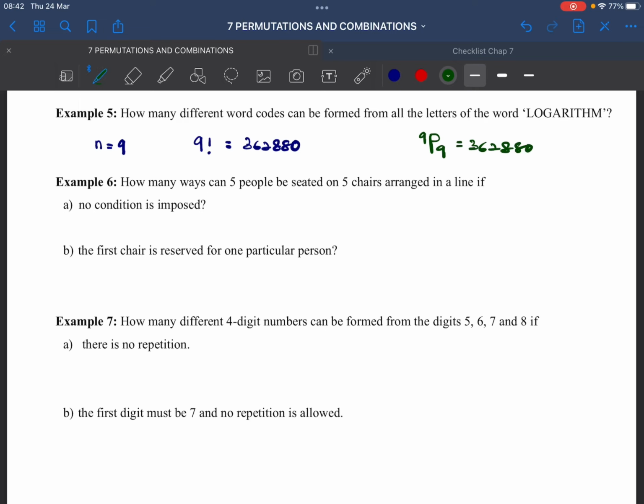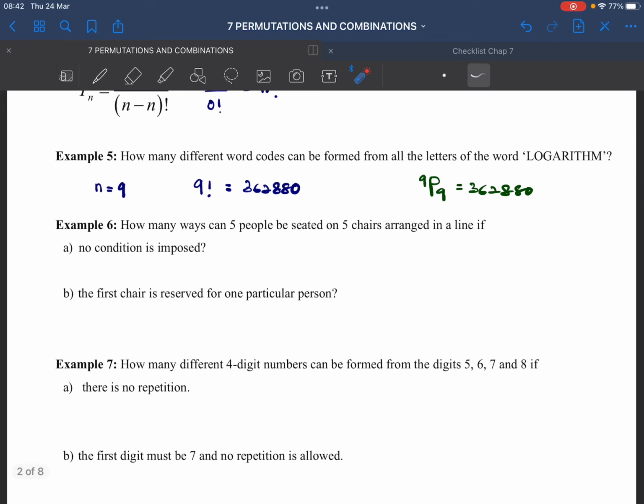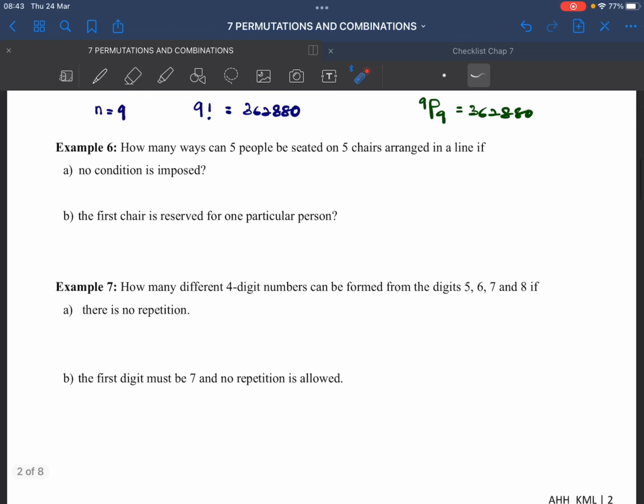Okay, so there are two ways to answer questions on n different objects. Either we just directly write n factorial, or nPn. Okay, so let's see example 6.